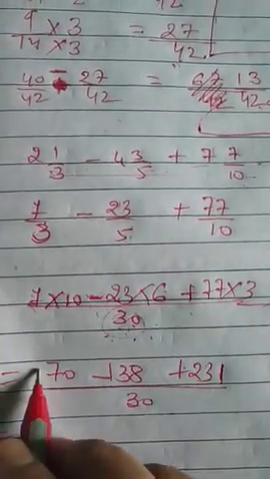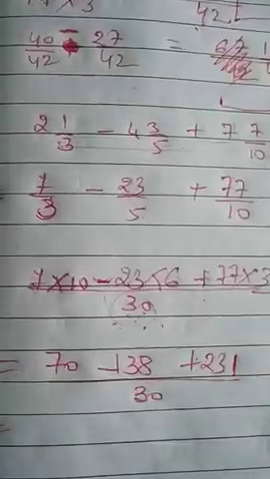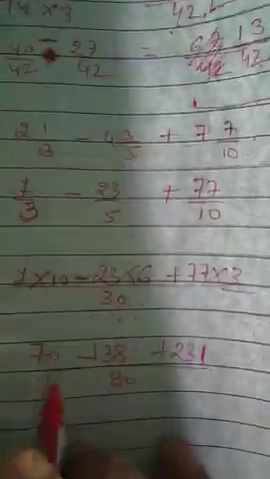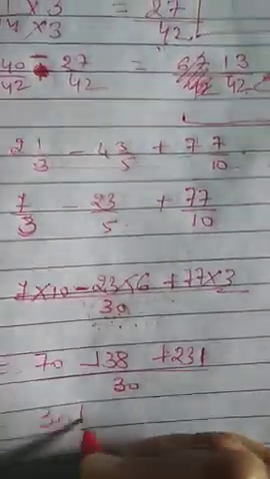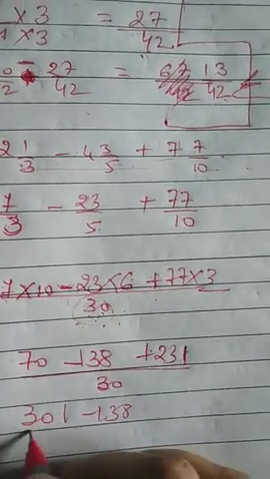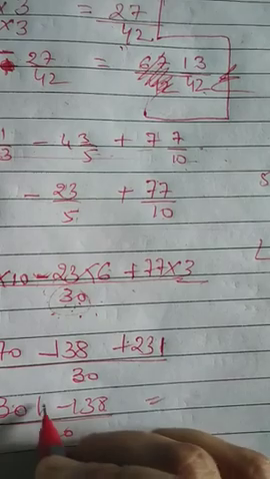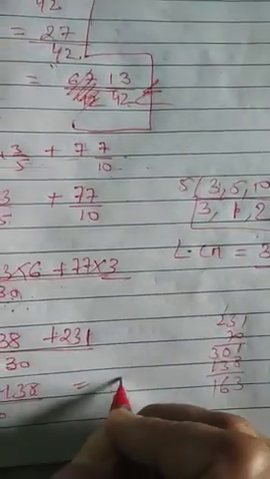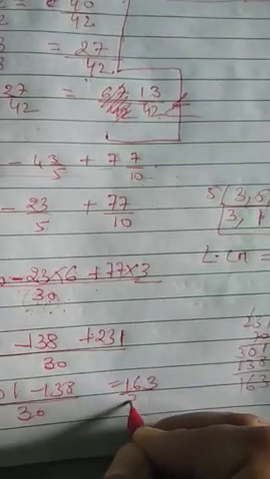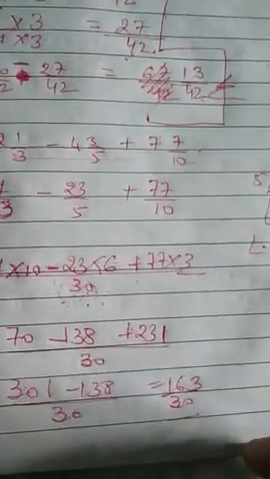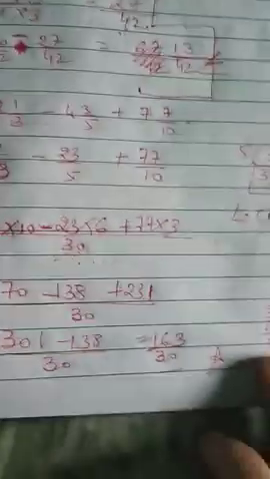Now what you have to do? This is plus, this is plus. Add these two first. If you add these two, we will get 301. 301 minus 138 by 30. Now subtract this: 11 minus 8, we will get 3, then 6, then 1. 163 by 30. Now further you cannot cancel it, so this will be the only answer.